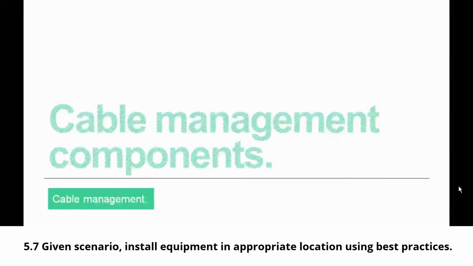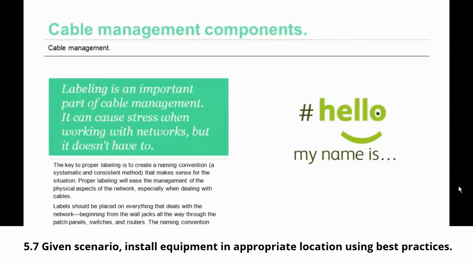With that covered, let's talk about cable management components. Labeling is an important part of cable management. It can cause stress when working with networks, but it doesn't have to. The key to proper labeling is to create a naming convention, which is a systematic and consistent method that makes sense for the situation. Proper labeling will ease the management of the physical aspects of the network, especially when dealing with cables.